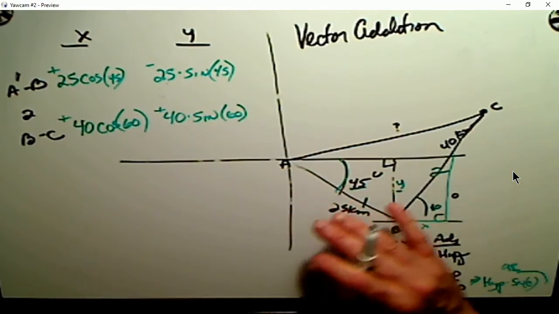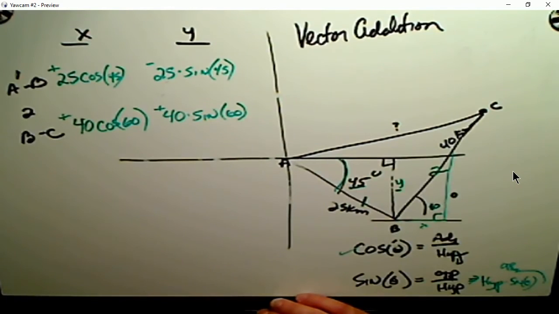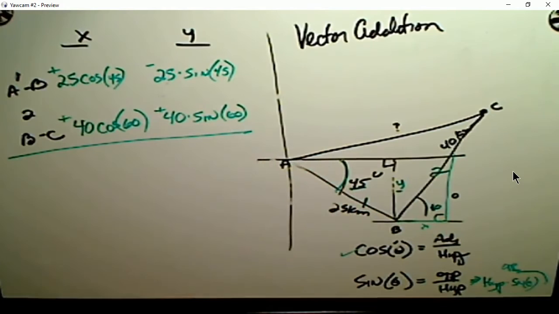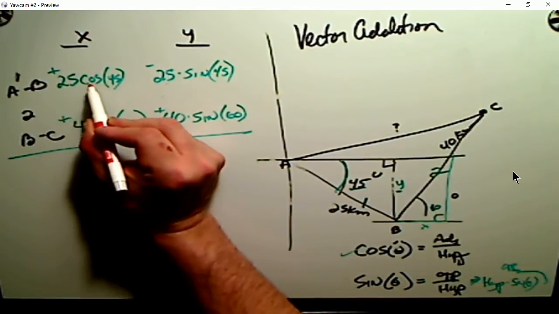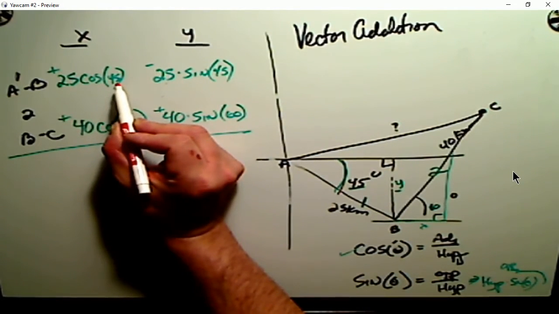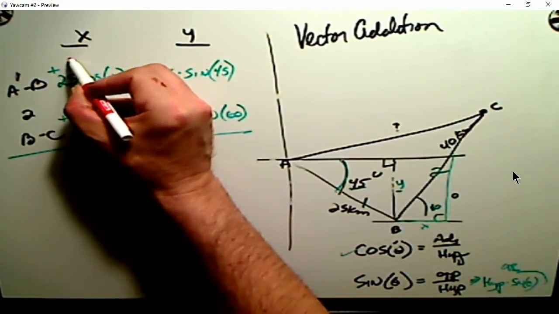Vector A plus vector B will give us vector C. So we can do the vector addition here. What is the vector addition? Well, let me pick out another marker here. 25 times cosine of 45, which is 0.707, gives me 17.7 here.